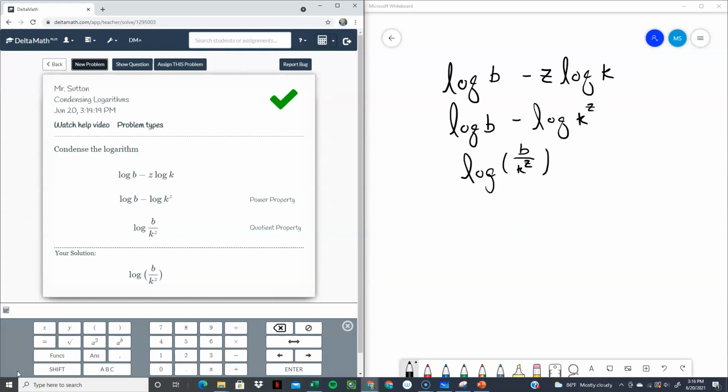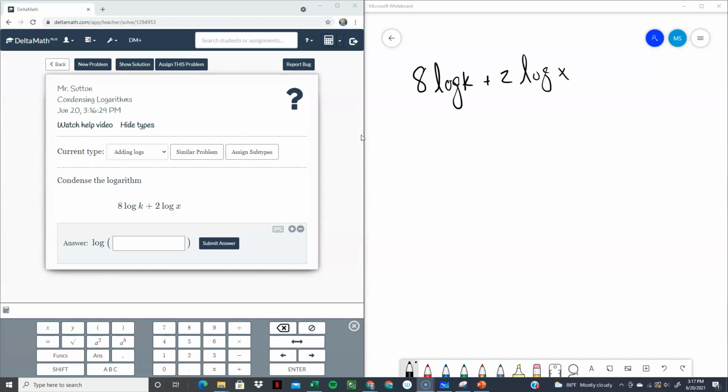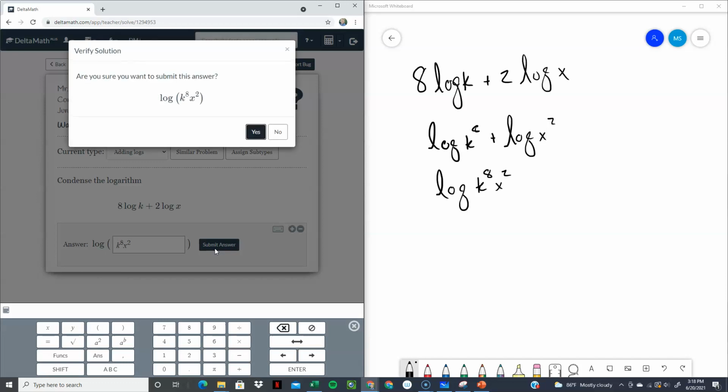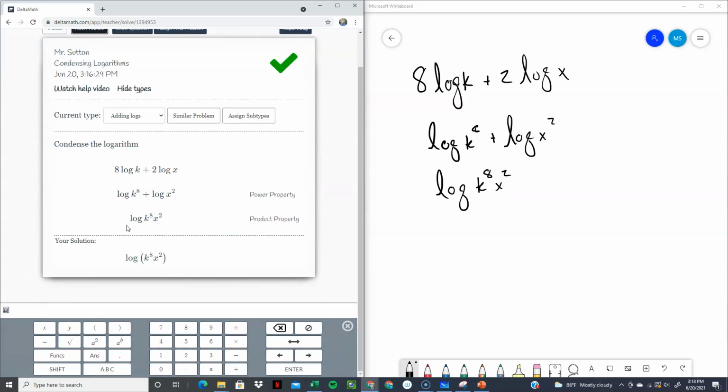Let's get another one. So for this one, we can move the 8 to the exponent and the 2 to the exponent as well. And then since it's addition, we can combine these into multiplication within the argument. So k to the 8 plus x squared: k to the 8 and x squared multiplied together in the argument. All right.